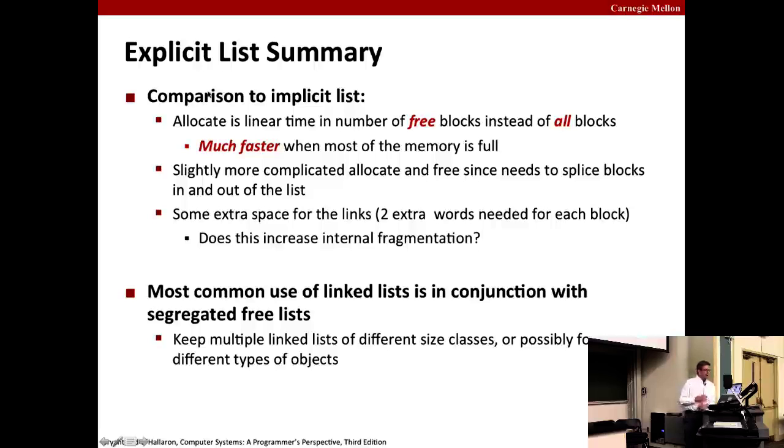Okay, so with explicit lists, the allocation time is linear in the number of free blocks instead of the total size of the heap. So this is much faster when you have a lot of allocated blocks. It's a little more complicated because of all this splicing business, and you do need some extra space in your blocks for these pointers, which increases the minimum block size and creates additional overhead. Now, explicit list allocators aren't really efficient enough to be used for a general purpose real life allocator, but they are useful as part of a segregated list allocator. So you can have multiple free lists, each of which is an explicit list, and it's fine for that application.